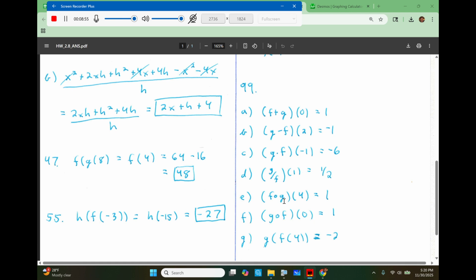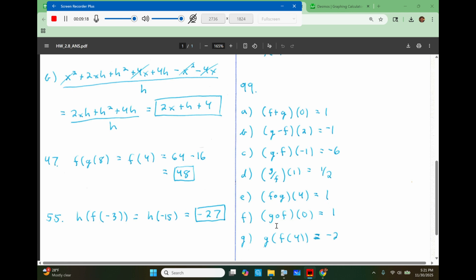Oh, no, I'm sorry. I'm looking at the wrong point here. Let's do this again. F of g of 4. 4 goes into the pink graph, g, and I get 2. And then f of 2 is equal to positive 1. There we go. So 4 goes into g, and I get that purple graph 2. And then the 2 goes into the blue graph, and I get 1.